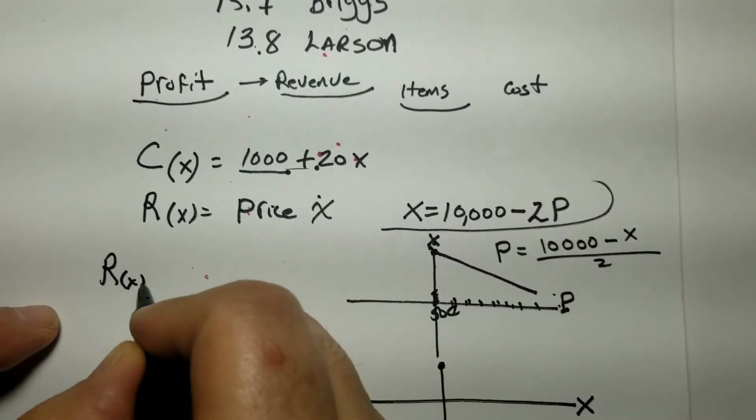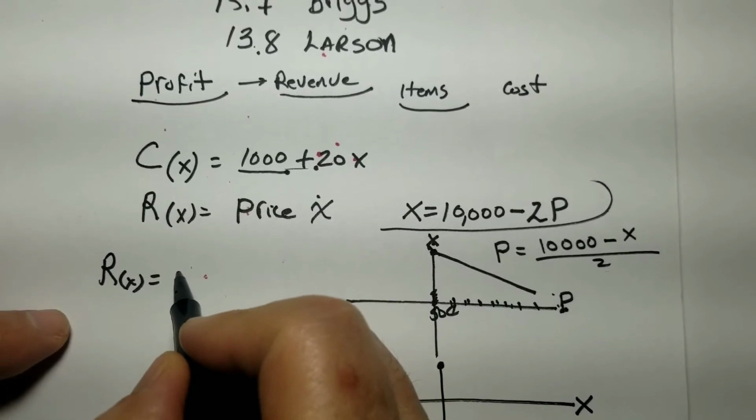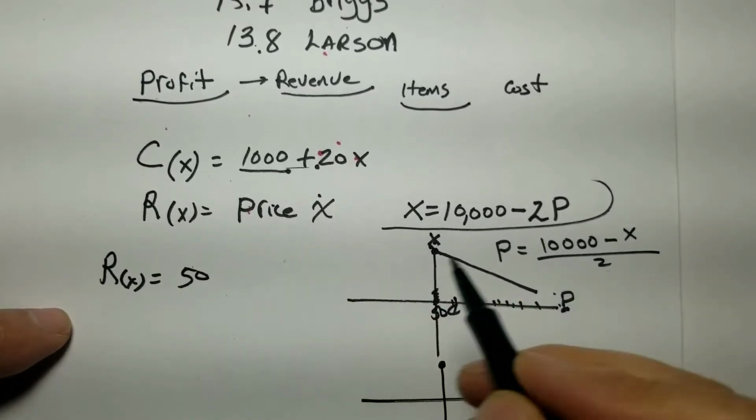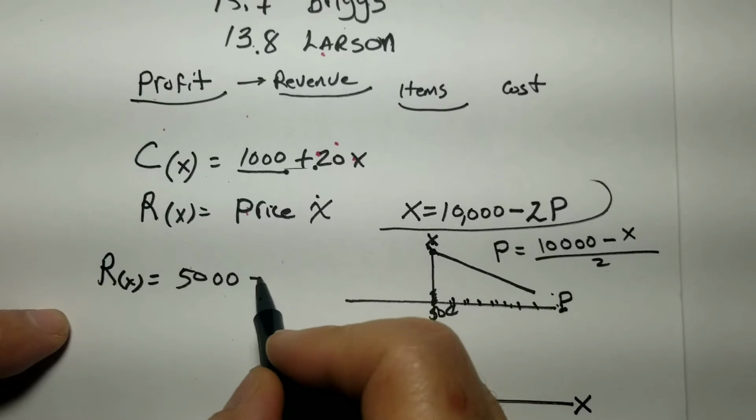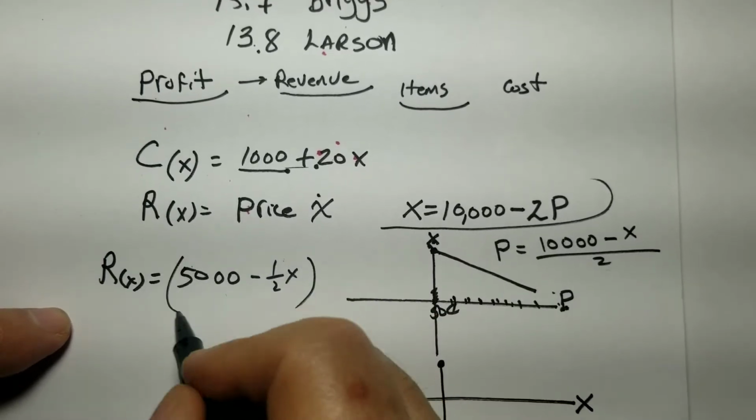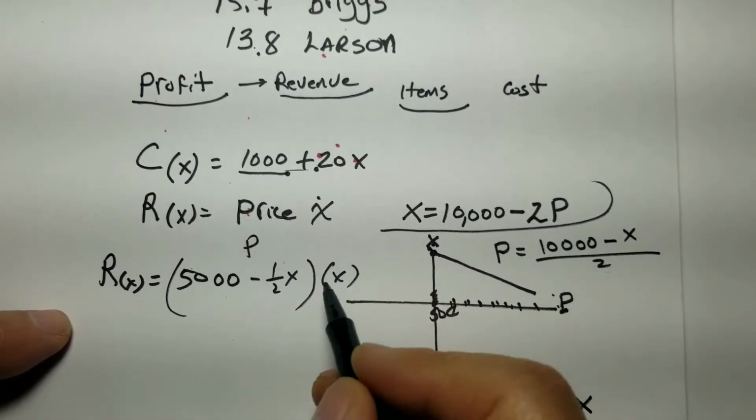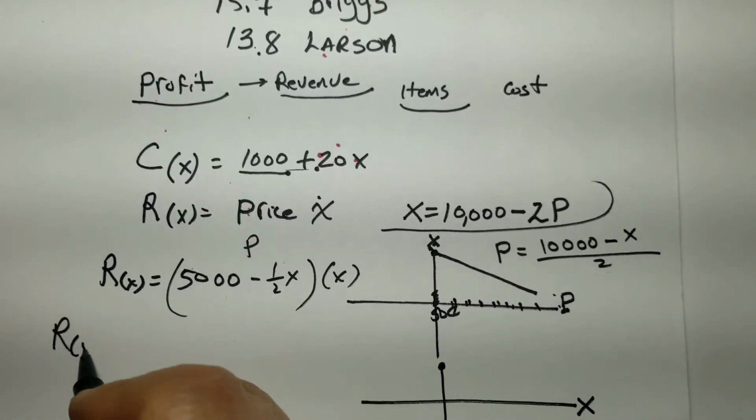Therefore, your revenue is your price, which is 5,000 minus 1/2 x, times the number of items you sell. That's your revenue.